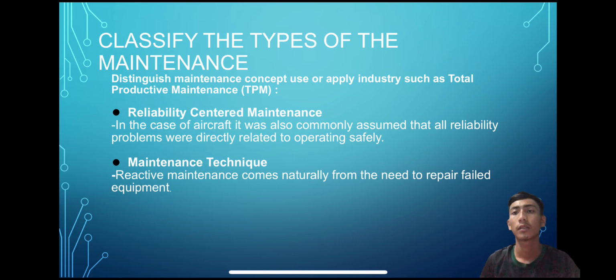Next, classify the type of the maintenance. Distinguish maintenance concepts used or applied in industries such as total productive maintenance (TPM). First, reliability centered maintenance. In the case of aircraft, it was also commonly assumed that all reliability problems were directly related to operating safely. Next, maintenance technique. Reactive maintenance comes naturally from the need to repair failed equipment.